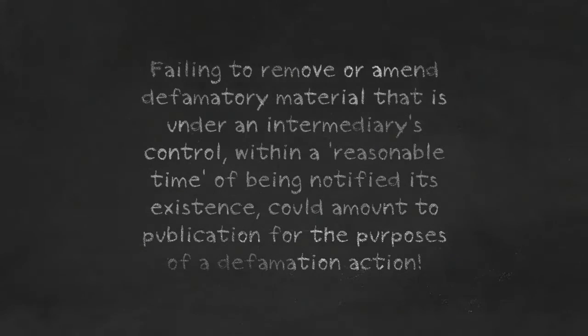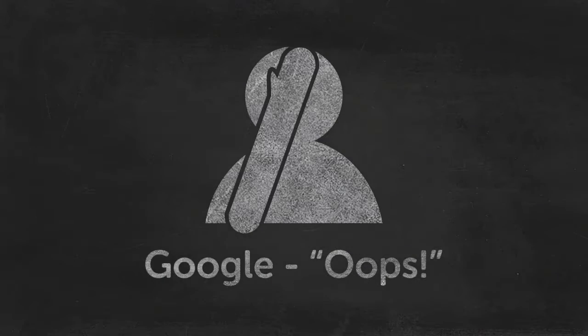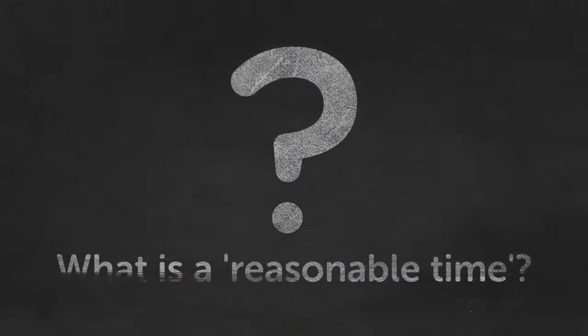Well, failing to remove or amend defamatory material that is under an intermediary's control within a reasonable time of being notified of its existence could amount to publication for the purposes of a defamation action. Had Google removed the defamatory material within a reasonable time of being notified of its existence, they would have been protected by the innocent dissemination defence. Unfortunately, it's not clear exactly how long is considered a reasonable time for the purposes of relying on the innocent dissemination defence. It is likely that this question may be answered in future cases.